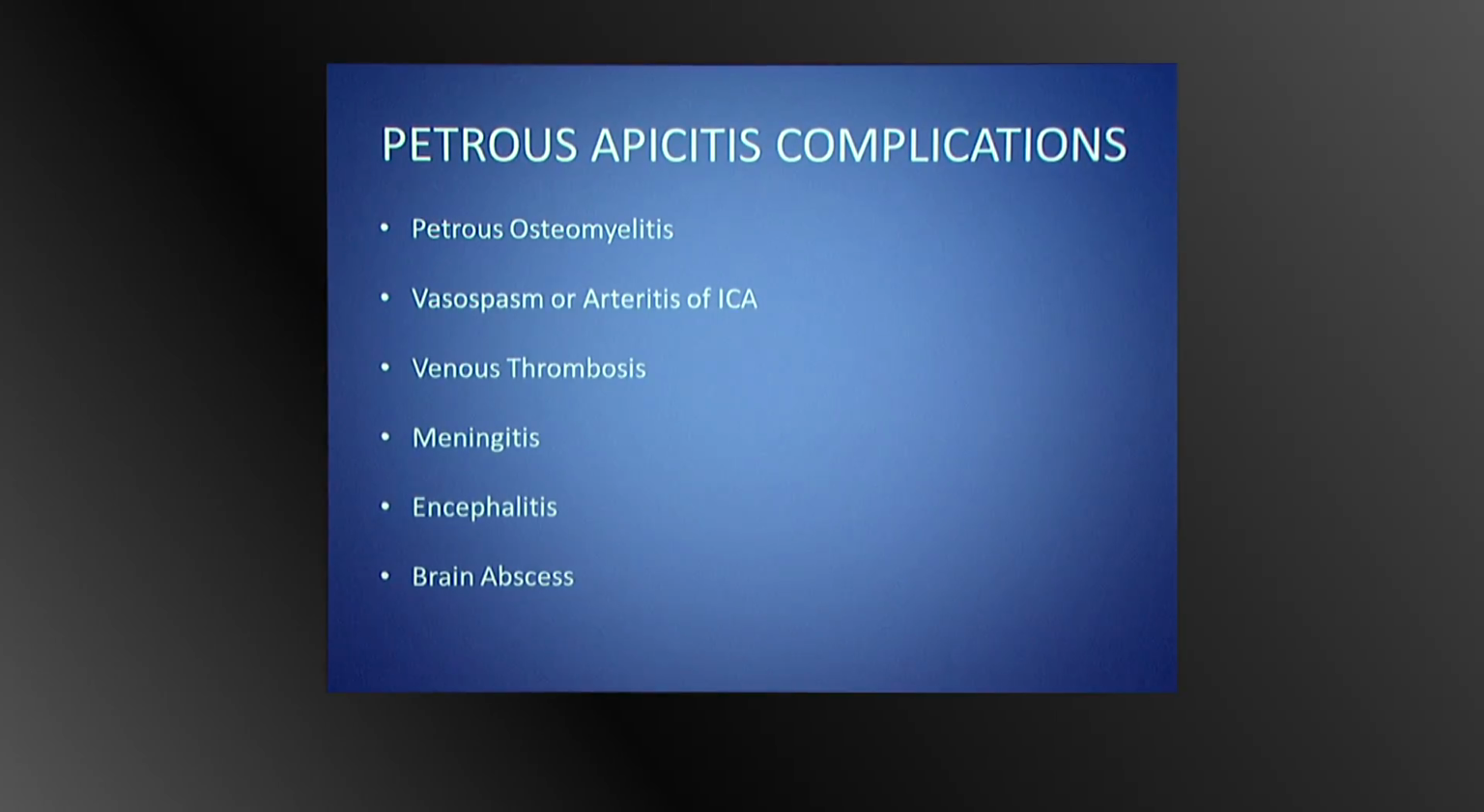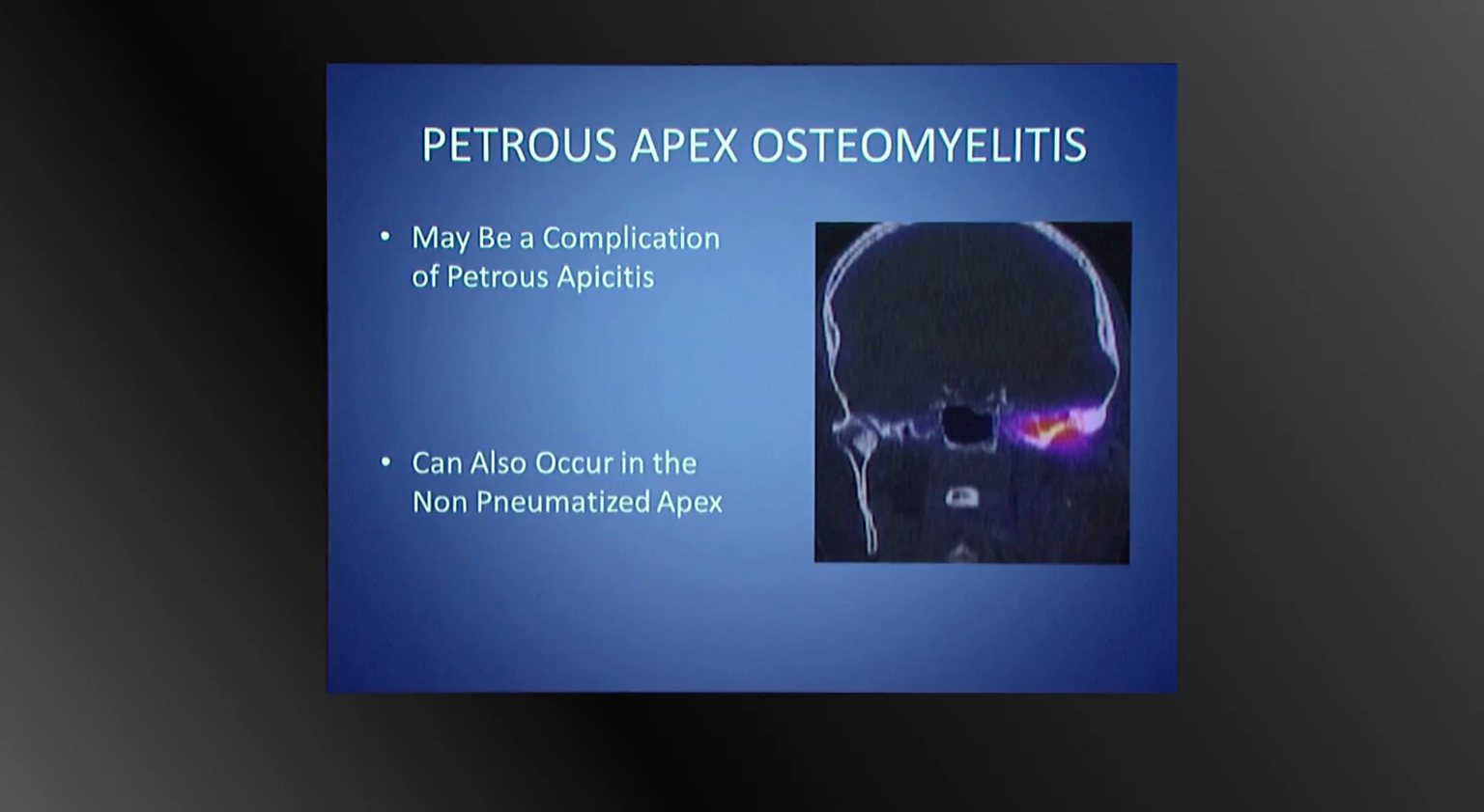Venous thrombosis we know well with skull base infection, and I think it's important with any skull base infection, or any suspected skull base infection, just look hard at the veins. And then you get your intracranial complications of meningitis, encephalitis, and brain abscess. And then petrous osteomyelitis, just to come back to that, as I said, it can develop from petrous apicitis, but can also occur in the non-pneumatized apex, and we see that commonly in malignant otitis externa.